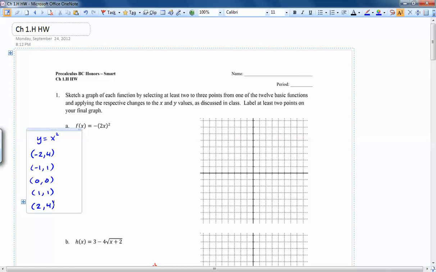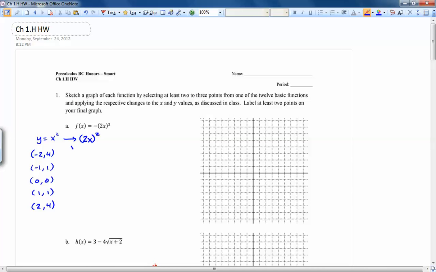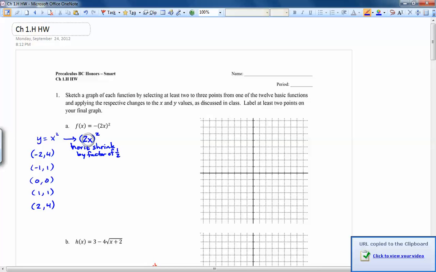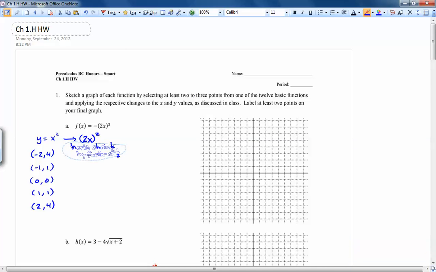So then the first thing that I'm going to do with that is I'm going to end up multiplying the x terms by 2. So I'm replacing x squared with 2x squared. And remember what that means is when I multiply the x term by 2, that's going to be a horizontal shrink by a factor of 1/2. So it basically takes all my x values and halves them.